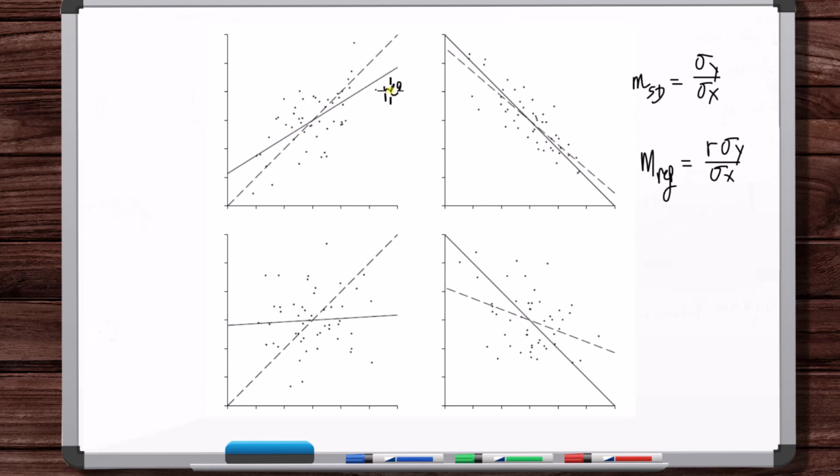Well, we know this has to be regression. This has to be SD. This has to be regression. This has to be SD. This has to be regression. This has to be SD. This has to be SD. This has to be regression.